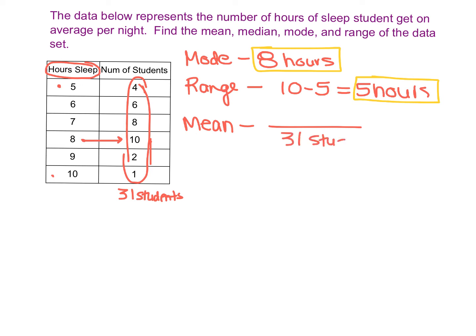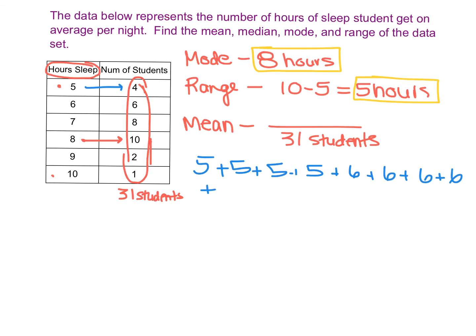Now, we also have to find the total number of hours of sleep. What you have to keep in mind is this data is showing you that there are 4 5s. So we have 5 plus 5 plus 5 plus 5. We then have 6 6s. So we have 6 plus 6 plus 6 plus 6 plus 6 plus 6. And if you want to write out all 31 scores and add them up that way, that's perfectly fine.